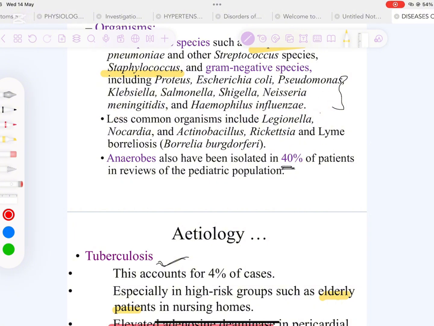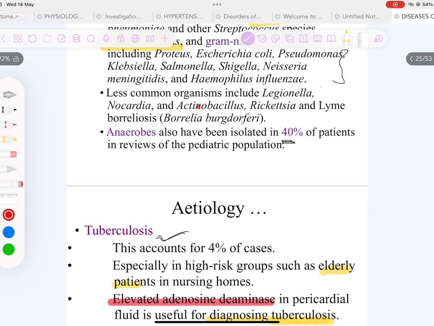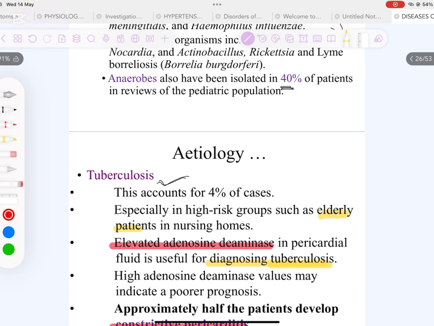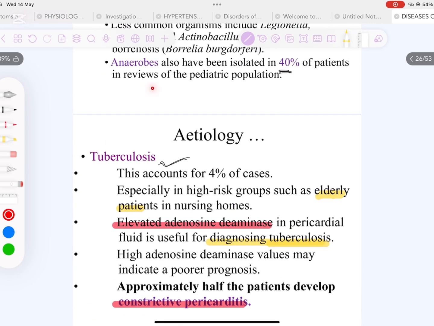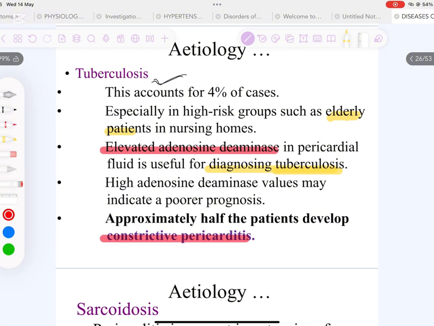The ELAs: Klebsiella, Salmonella, Shigella. Remember E. coli, of course, which is gram-negative, and then HI, Haemophilus influenzae. Now, let's come on now, like the Legionella, Nocardia, and so on. We can go through this later. Anaerobes have also been isolated, though. And also, in reviews of the pediatric population, more anaerobes are there.